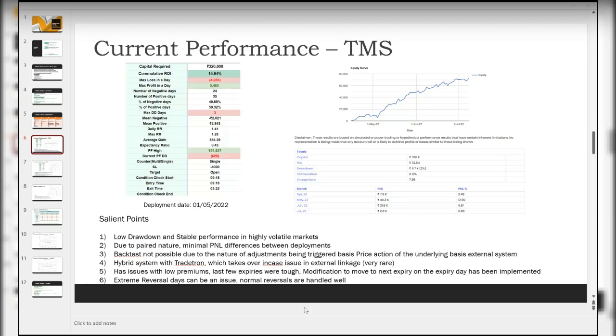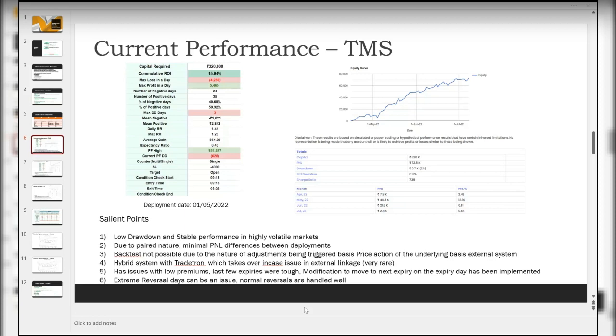So we have done a modification on that on the expiry days, it's going to move to next expiry. And it has been implemented. We have done it previously on other strategies. TDS, we have done it extensively, and it has worked well. So we are hopeful that it will work here as well.